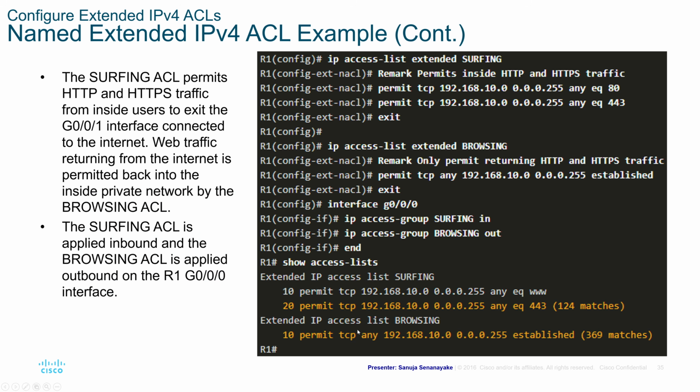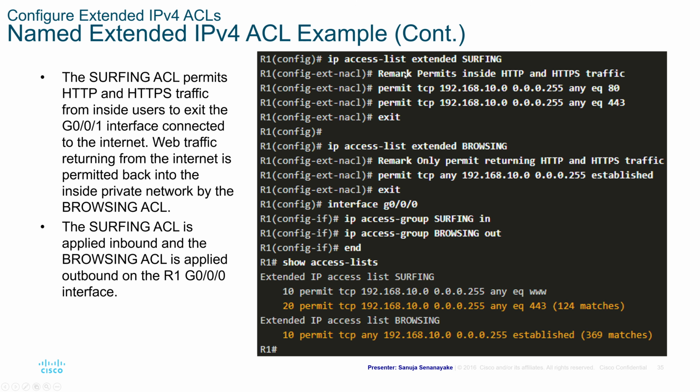Remember that network diagram we saw on the previous slide. Now we are looking at the configuration on the right-hand side on that router. The surfing ACL permits HTTP and HTTPS traffic from inside users to exit the G0/1 interface connected to the internet. Web traffic returning from the internet is permitted back into the inside private network by the browsing access control list. The surfing access control list is applied inbound and the browsing ACL is applied outbound on the R1 G0/0 interface.